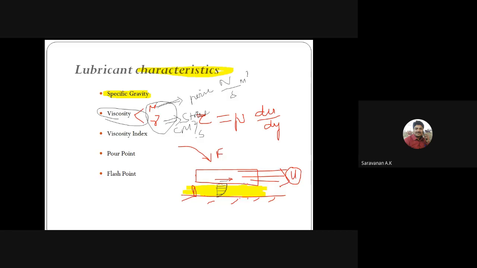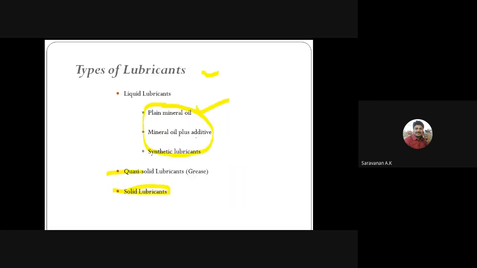So viscosity is a very important property. For ideal oil films, the bearings depend upon selecting the particular oil which has the right viscosity or not. So viscosity is a very important one. Why? Because we are moving on to the additives, the mineral oil with the additives.